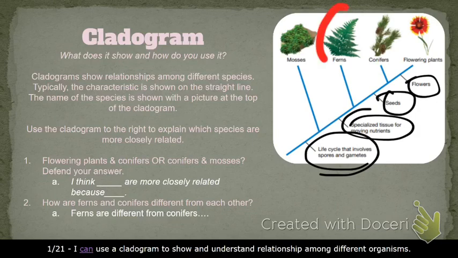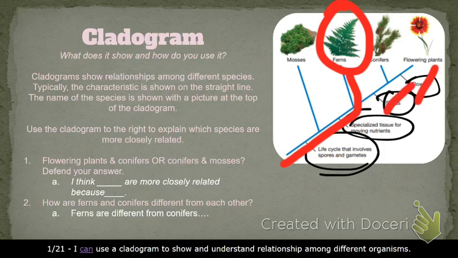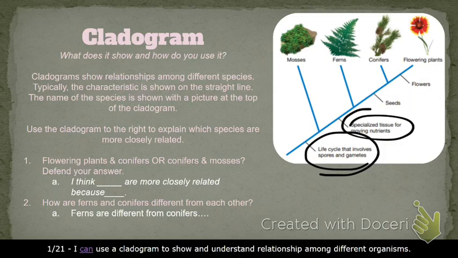Let's say ferns. Ferns have a life cycle that involves spores and gametes, because this is the line for it, and they have specialized tissue for moving nutrients. They do not have seeds, and they do not have flowers. You can tell that by looking at the cladogram. This can be more complicated, and there can be a lot of organisms on here.